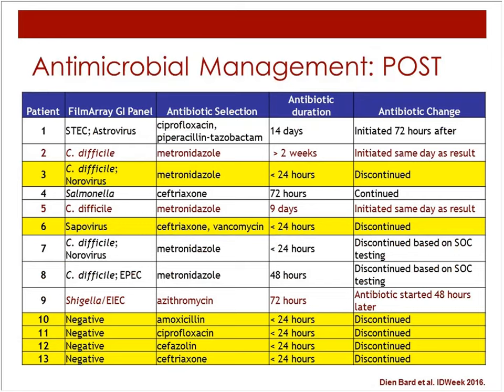Of the 13 patients treated in the post group, 9 were positive by the FilmArray GI panel, and the most common pathogen detected was C. difficile. So antibiotics were appropriately discontinued in 6 of these patients in less than 24 hours, and 2 additional patients also had antibiotics discontinued, but they were based on standard of care testing since the patients were enrolled late in standard of care and some of the tests were back already. And then antibiotics were also appropriately initiated quite quickly, so within the same day, or continued in 4 patients with Salmonella, Shigella, and C. difficile.